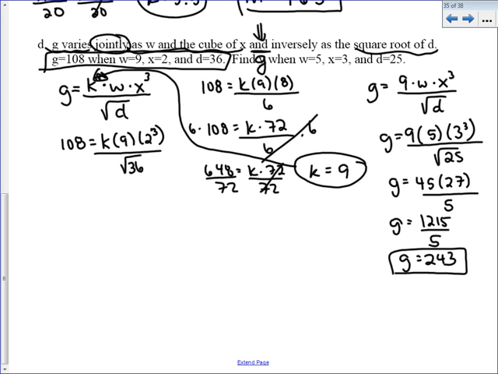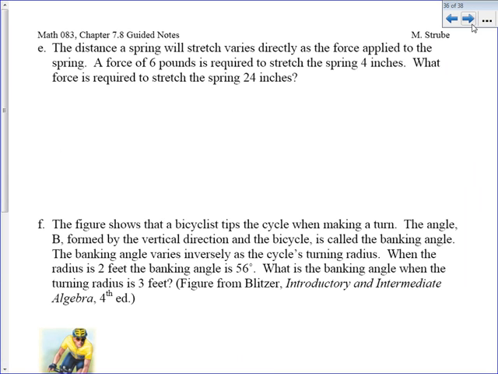Now, they're not always just straightforward, this variable varies with this variable. There's also some word problems that look like they're going to be worse than the ones we just had. They're exactly the same. You've just got to ignore the words we don't want. So when you come to your test, you start reading this question: the distance the spring will stretch varies. I see the word varies. As soon as I see the word varies, directly or inversely is in there, so it varies directly. I know this is one of my variation problems. I know this is from 7.8. It's the last thing we did in this class.